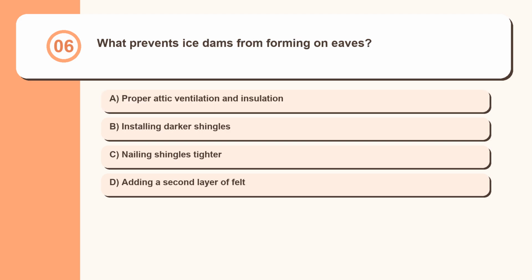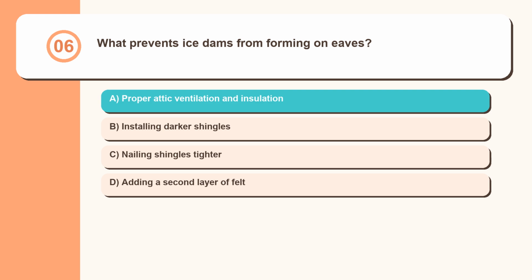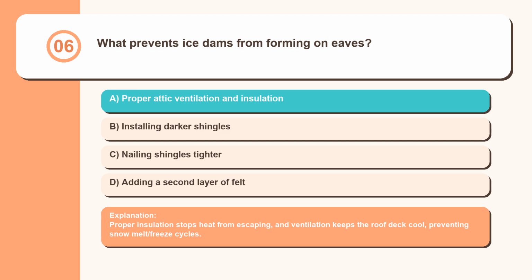Question 6. What prevents ice dams from forming on eaves? Proper attic ventilation and insulation, installing darker shingles, nailing shingles tighter, adding a second layer of felt. Proper insulation stops heat from escaping, and ventilation keeps the roof deck cool, preventing snow melt/freeze cycles.